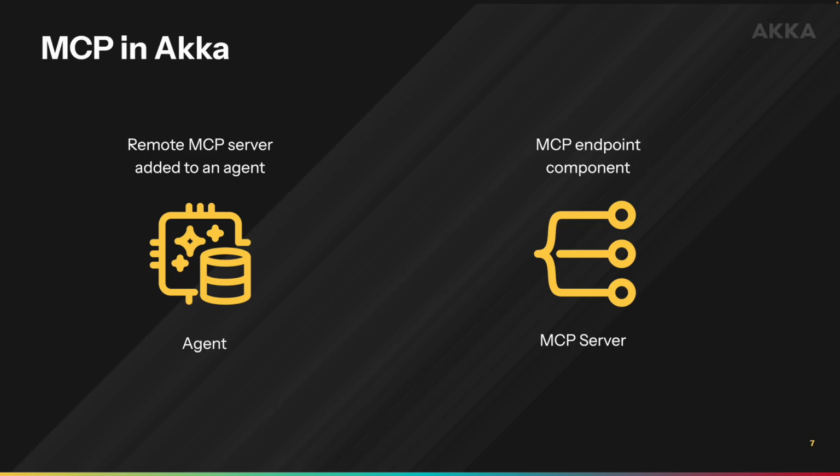In Akka, MCP support surfaces in two places. The first one is when you define an agent, you can list one or more remote MCP servers that the agent LLM should have access to. On the other side, you can define MCP endpoint components. Much like the existing HTTP and gRPC endpoint components, you define a class that serves some form of protocol.